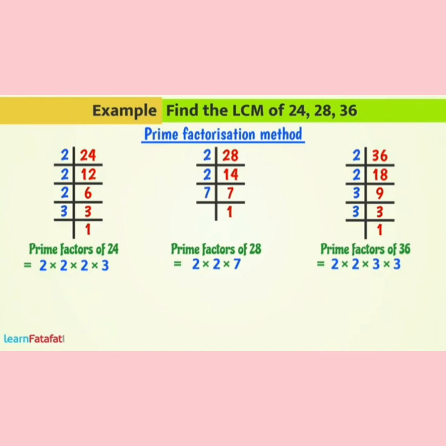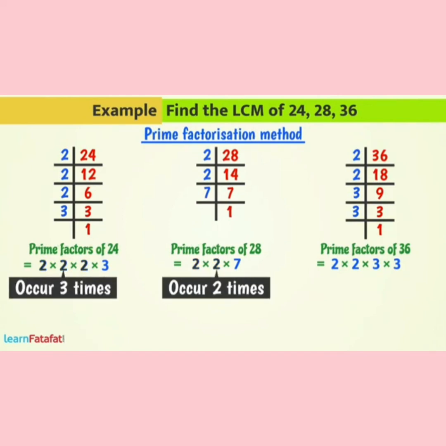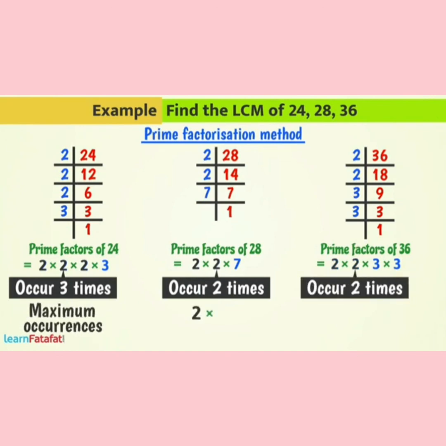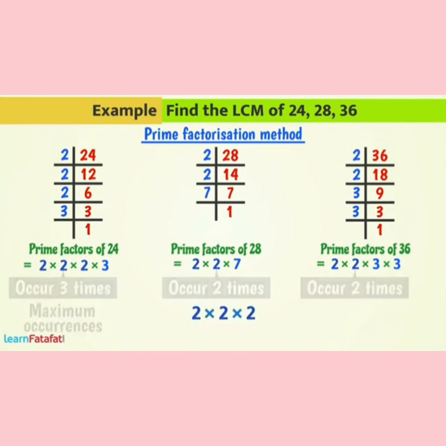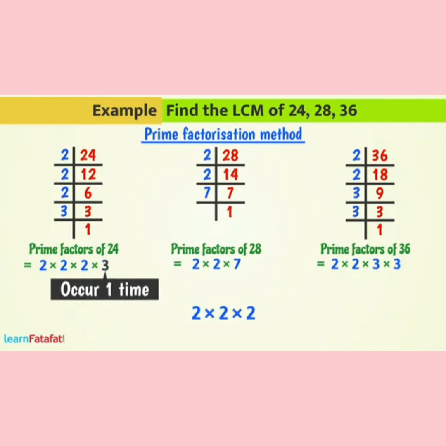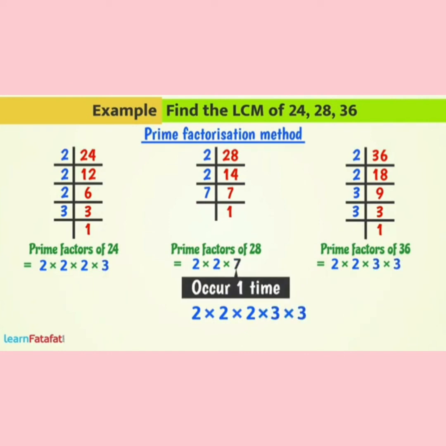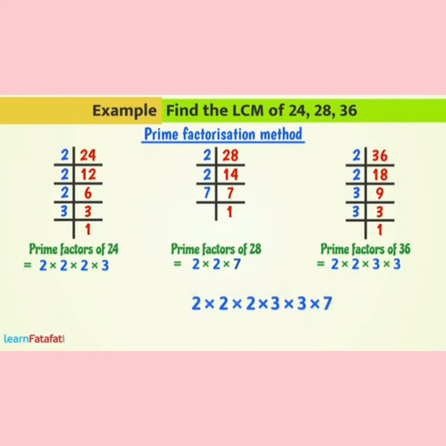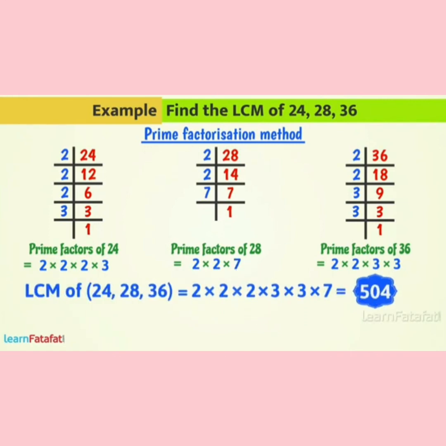Let's consider each prime factor and count their occurrences in factors of each number. 2 occurred 3 times in 24, 2 times in 28 and 2 times in 36. So select maximum occurrences: 2 multiplied by 2 multiplied by 2. 3 occurred 1 time in 24 and 2 times in 36. So select maximum occurrences of 3: 2 multiplied by 2 multiplied by 2 multiplied by 3 multiplied by 3. 7 occurred 1 time in 28. So select this occurrence as well. The product gives the number 504.